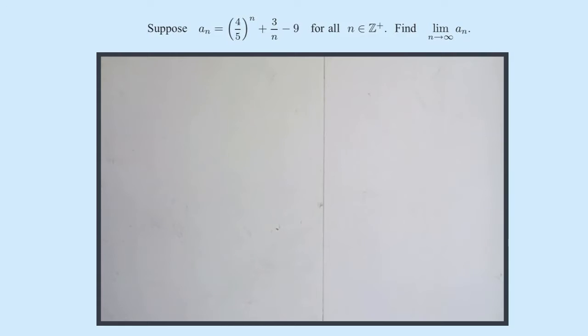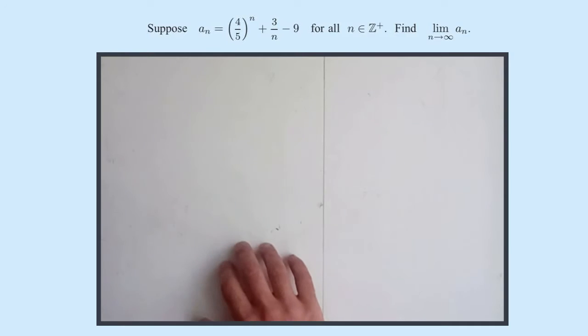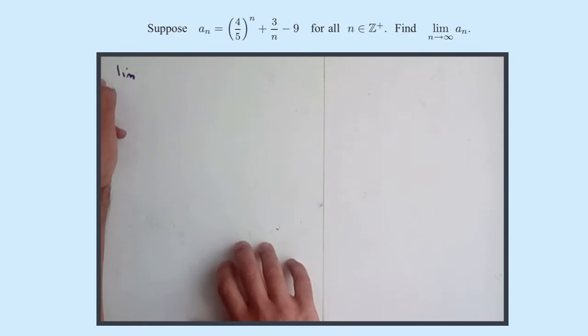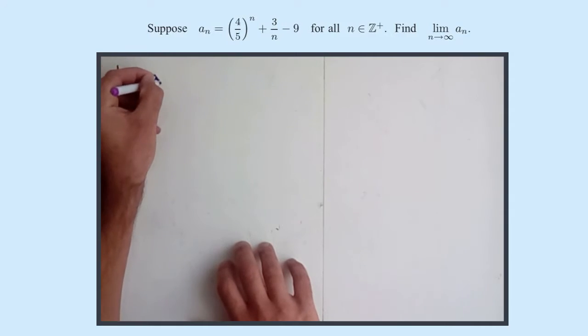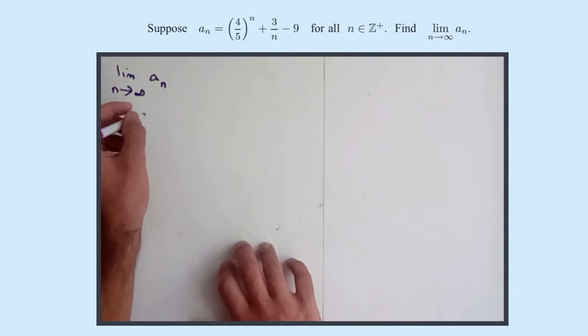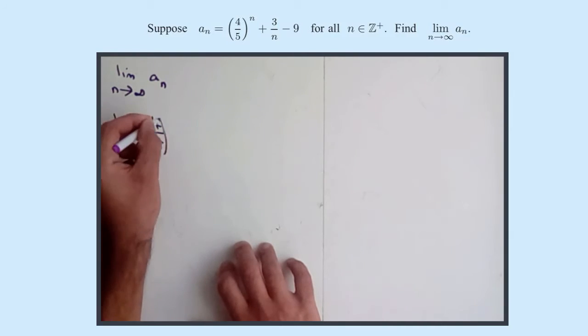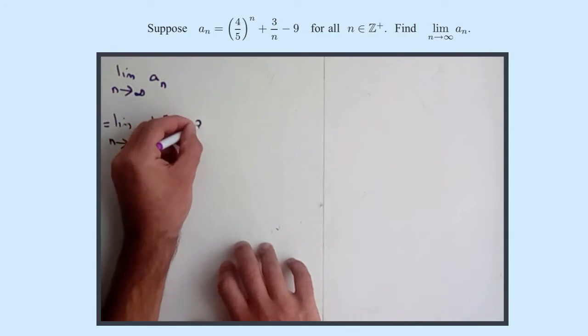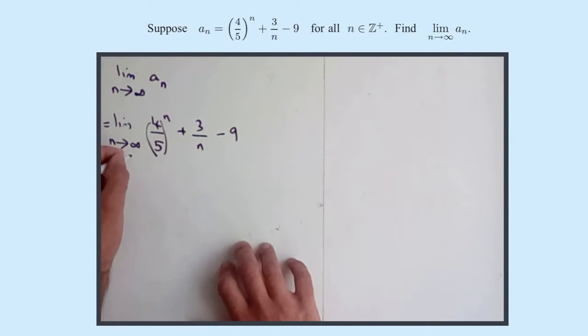We're not finding the limit of the sum of the series, we're finding what the actual terms turn into if they approach a limiting value, the actual terms in the sequence themselves. Do they converge to a finite value? So we need to find the limit as n approaches infinity of a_n, which equals the limit as n approaches infinity of (4/5)^n + 3/n - 9. So we find the limit of all of that.